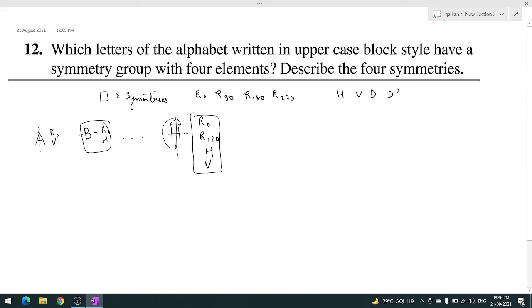Now you can similarly find another letter which is similar to H, that is I. It is very similar to H, because if you just rotate H by 90 degrees, you arrive at I.